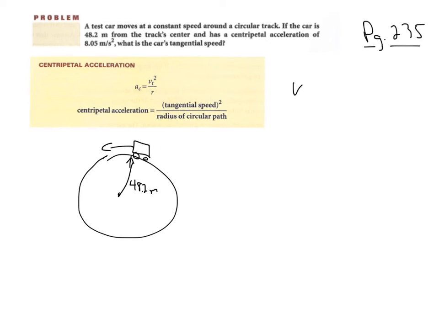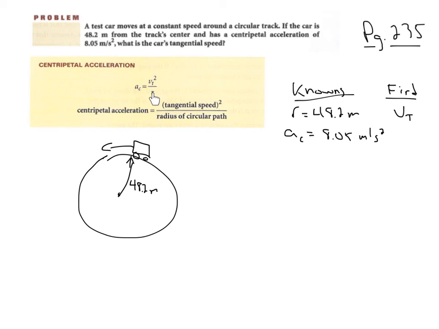So let's figure out what our knowns are. Our knowns are the radius of the circle, which is 48.2 meters, and we also know the centripetal acceleration is 8.05. And notice the units here. These are the same as the units for what we would call linear acceleration, the acceleration we've used so far this year. So I know my a_c is 8.05 meters per second squared, and I want to find my tangential velocity, right? So now I'm just going to plug in 8.05 for a_c and multiply by 48.2, and we're going to plug and chug, and you get a tangential velocity in this case of 19.7 meters per second.